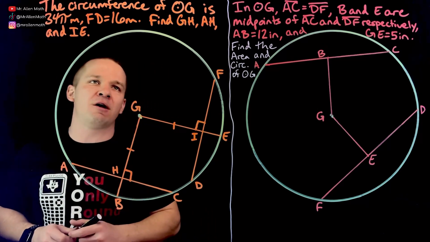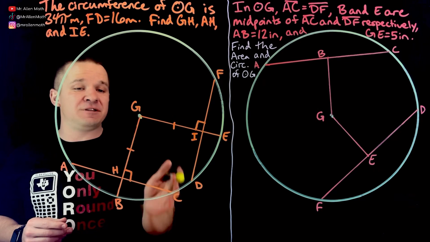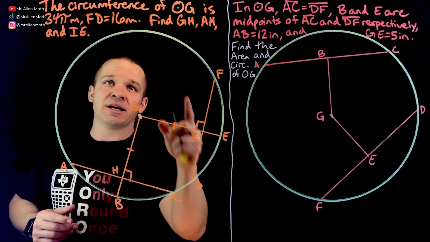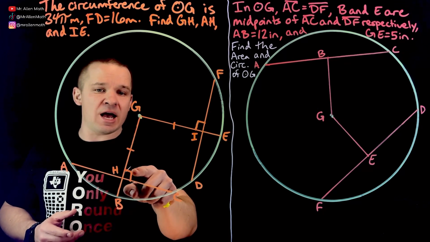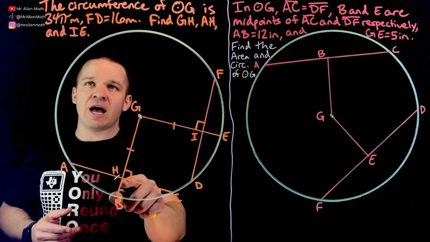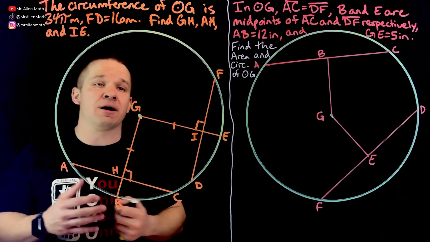The circumference of circle G is 34 pi meters. FD, where's that at? FD is 16 meters. Find GH, which is this guy here, AH, which is just this guy here, and IE, which is this little segment over here. Okay, so we got three things to figure out here.